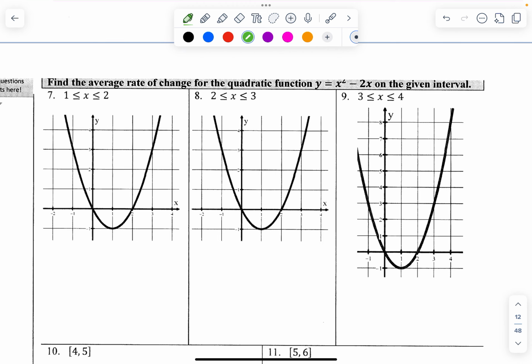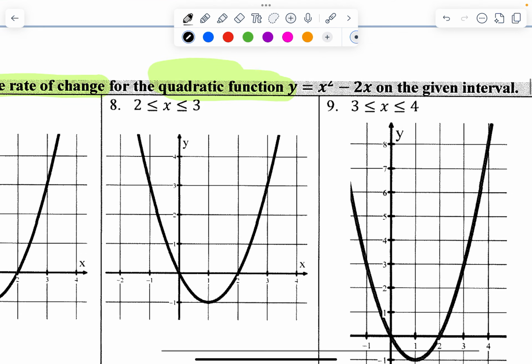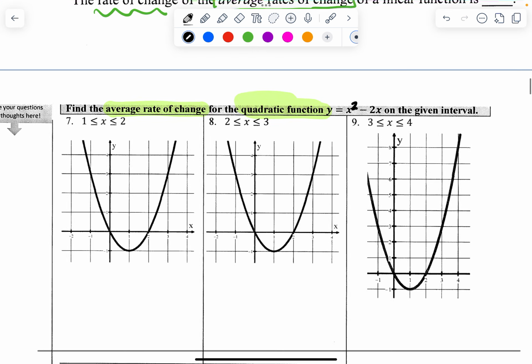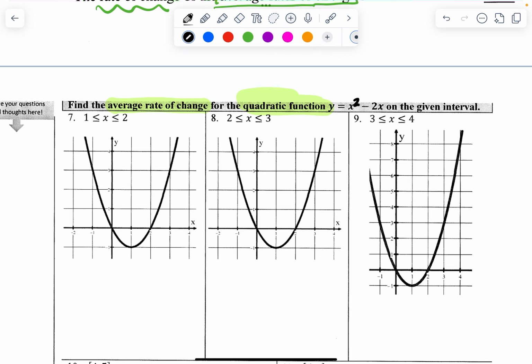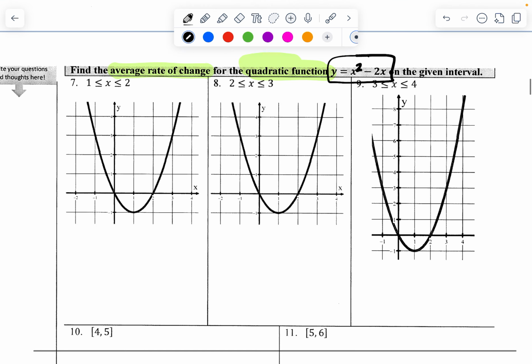All right, let's look at this next part. It says find the average rates of change for, now we're talking about quadratic functions. So go ahead and highlight that. We're looking for the average rate of change for quadratics, okay? And if your paper cut off like mine did, we're going to fill this in. This is x squared minus 2x on the given interval. So on each of these 7, 8, and 9, it's the same function. It's y equals x squared minus 2x for each of these.